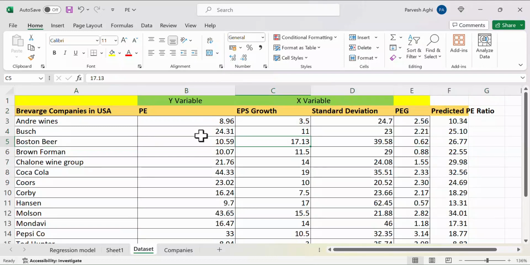Now let's understand. Just hold on. Let's look at the EPS growth. For example, this company, Boston Beer, is having a 17.33 growth prospect, but in terms of standard deviation it is higher. So it says that the correct or predicted P ratio should be 26.77, whereas it's trading at 10.59. So we should go ahead and buy it.